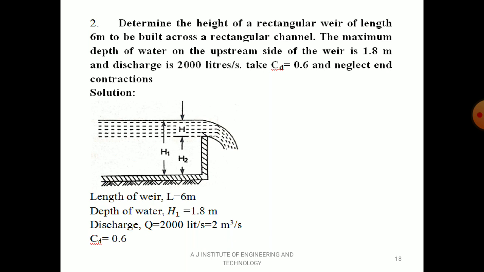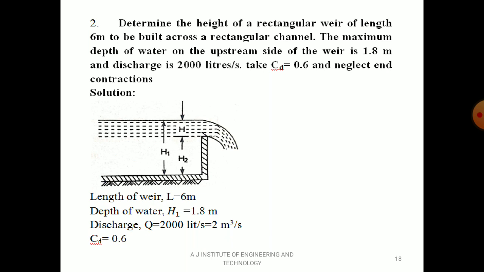So this problem is related to a rectangular weir of length 6 meter built across a rectangular channel. That's an open channel. The maximum depth of water on the upstream side of the weir, upstream side means to the left of that construction, is 1.8 meter. That is capital letter H1 equal to 1.8 meter.